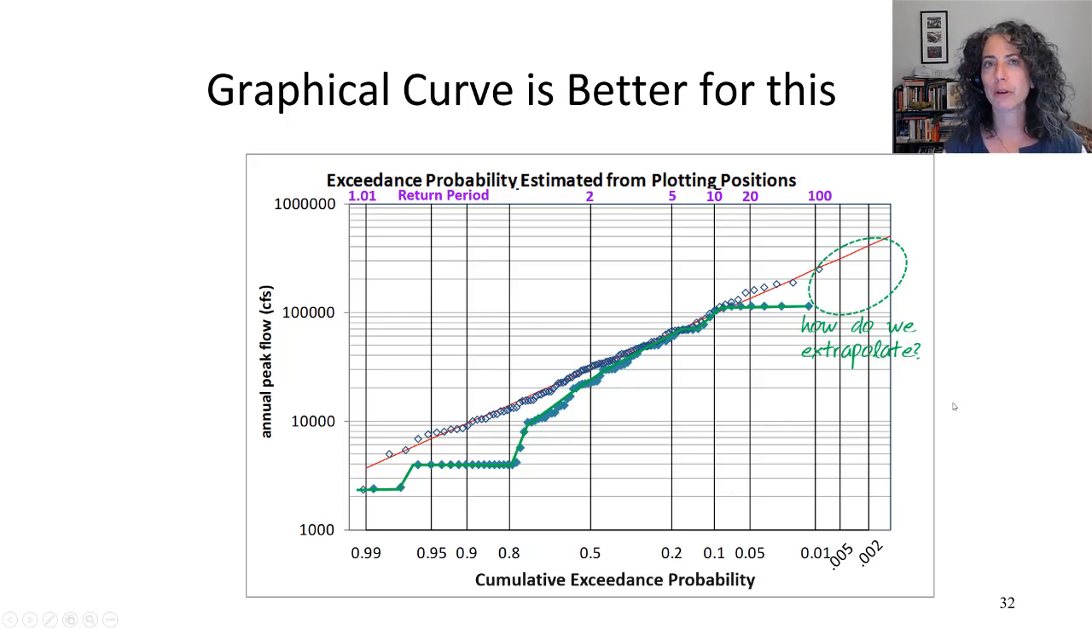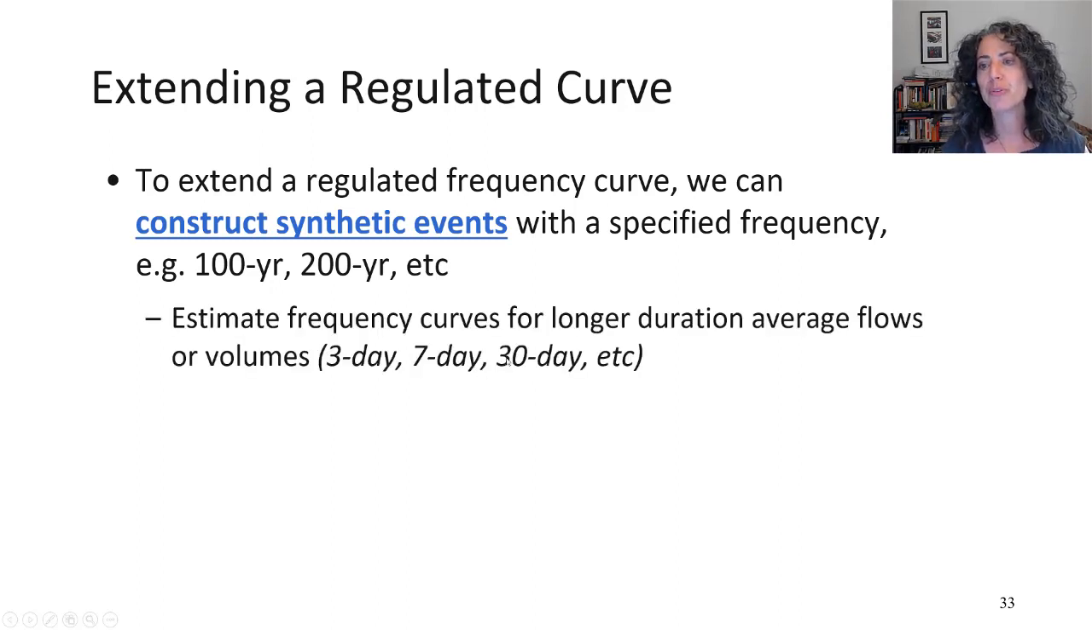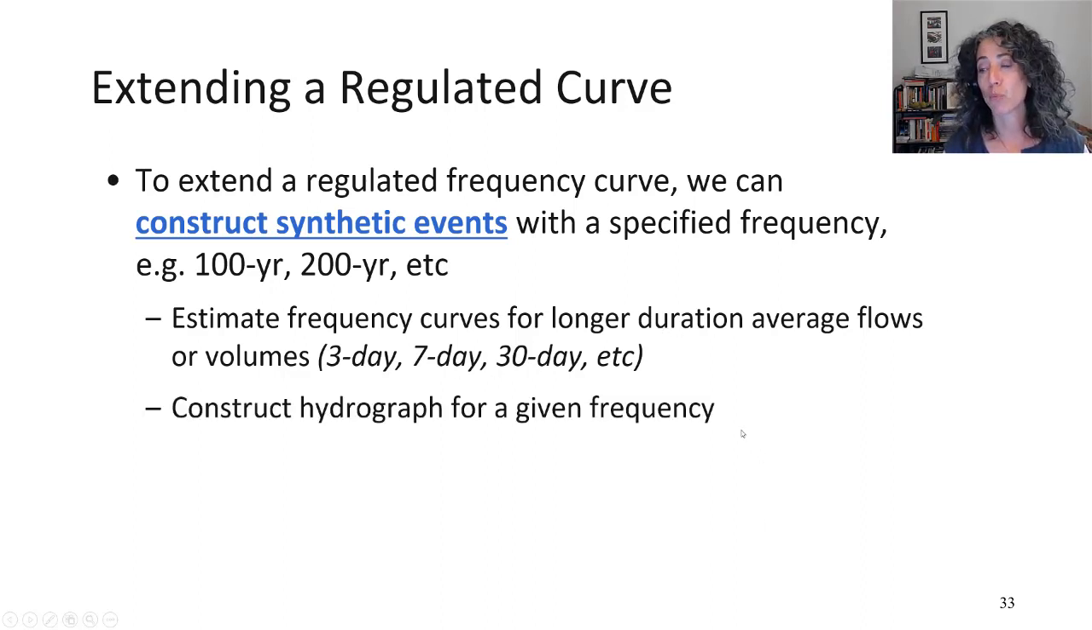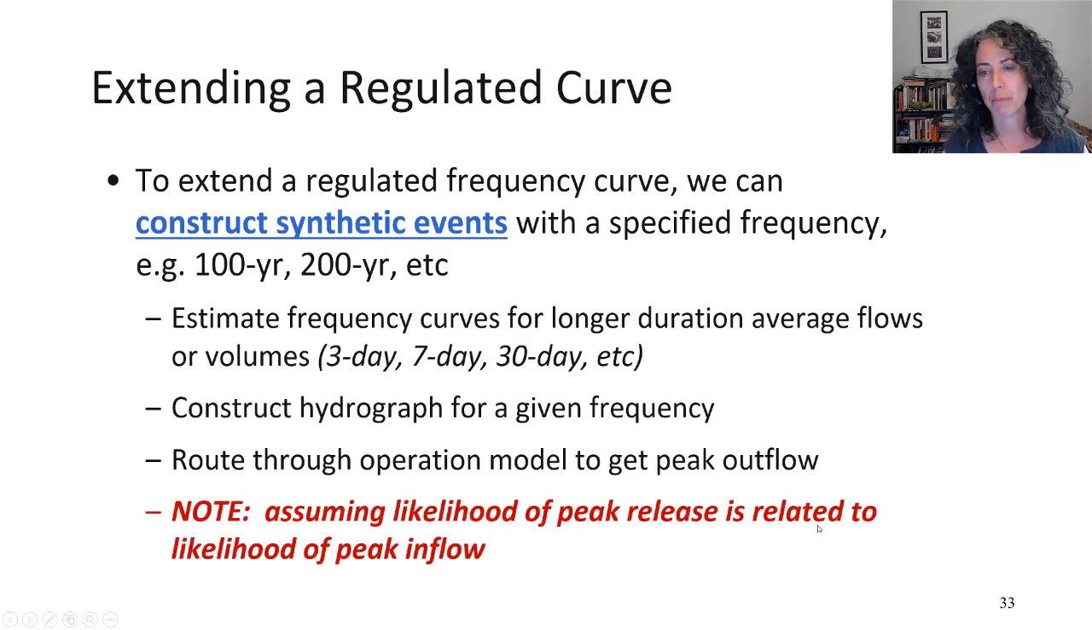What we generally do here is we go back to our reservoir model with some synthetic hydrographs that are constructed to have a particular exceedance probability. So this is going to be the topic of our next video. We're going to construct synthetic events that have a specified frequency. The way we do this is to estimate families of frequency curves that are longer duration average flows or volumes. We're going to scale up some historical event to the given frequency based on those longer duration averages, and we're going to route that event through the operation model.